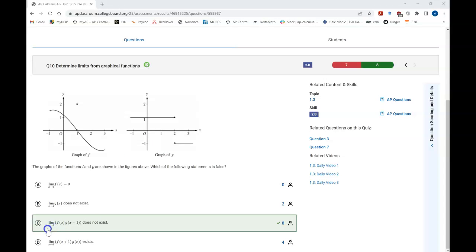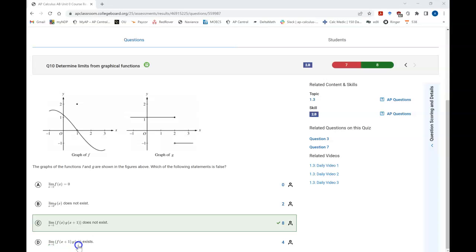This says the limit as x approaches 1 of f of x and g of x plus 1. So that would be the limit as x approaches 1, which looks like 0. And the limit as x approaches 2, we said does not exist. But is 0 times does not exist 0? Is that does not exist? Maybe not entirely clear.